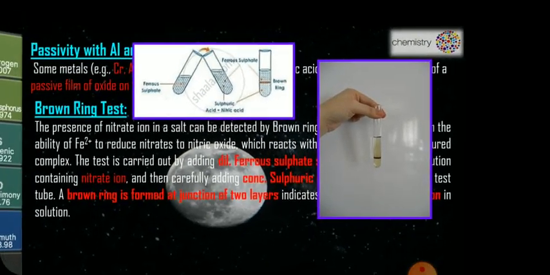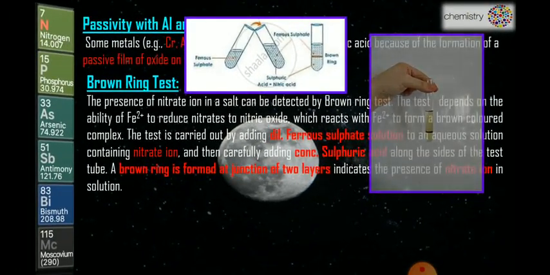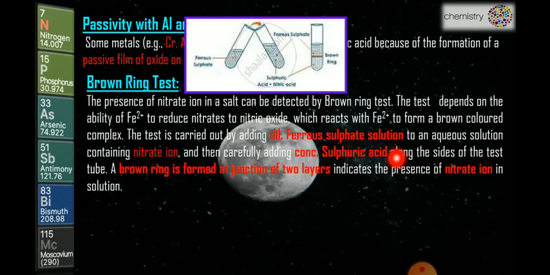This test is called the brown ring test. Okay, we will see the chemical aspect of this brown ring test. The presence of nitrate ion in the salt, as I just explained, can be detected by the brown ring test. The test depends upon the ability of Fe+2 ions to reduce nitrates into nitric oxide. I'll take an equation so that this sentence will be clear to you. Which reacts with Fe+2 forming a brown colored complex.